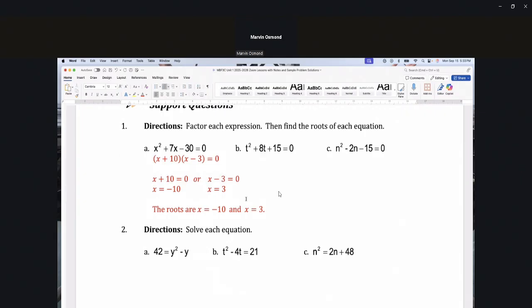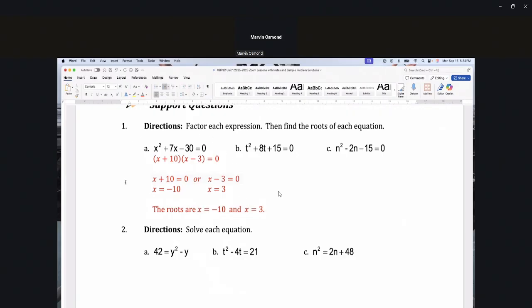You don't need to write out all of the factors. Just do it like so. x squared plus 7x minus 30 equals 0 is x plus 10 times x minus 3. So therefore, x equals negative 10 or x equals 3. And the roots are x equals negative 10 and x equals 3.